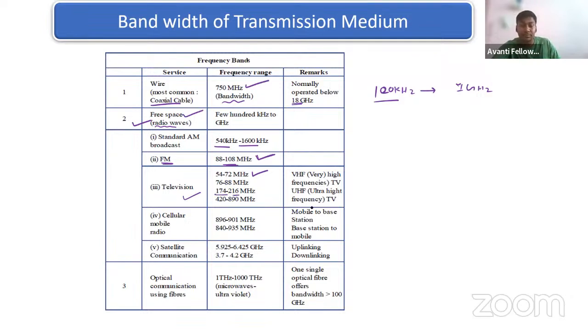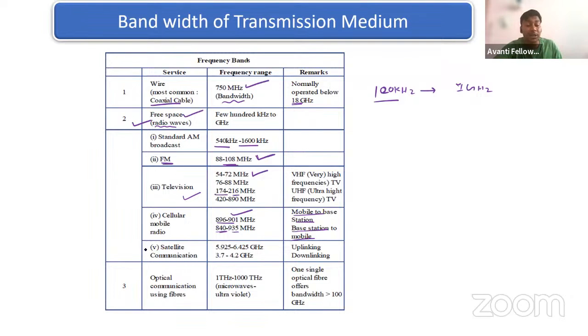Now the cellular mobile. If we have a calling system and all these things, then this frequency is required. For mobile to base station, we use 896 to 901 megahertz frequency. For base station to mobile, we will have 840 to 935 megahertz frequency.